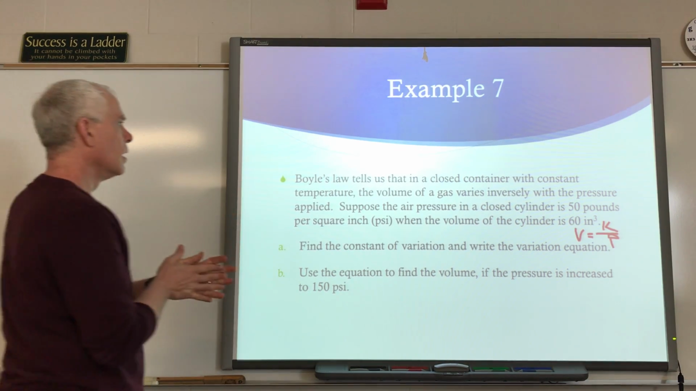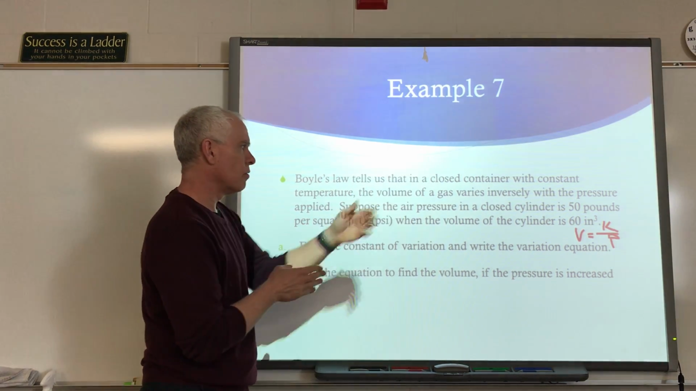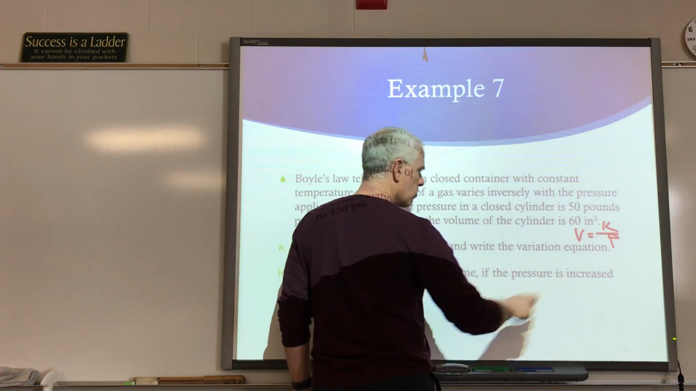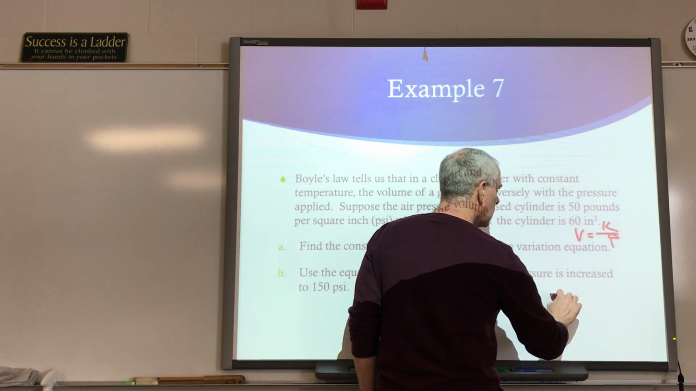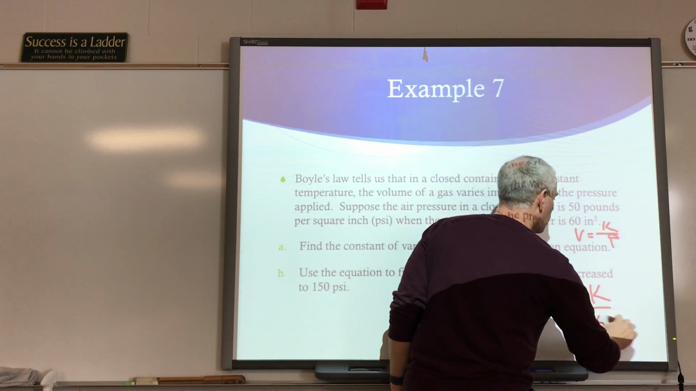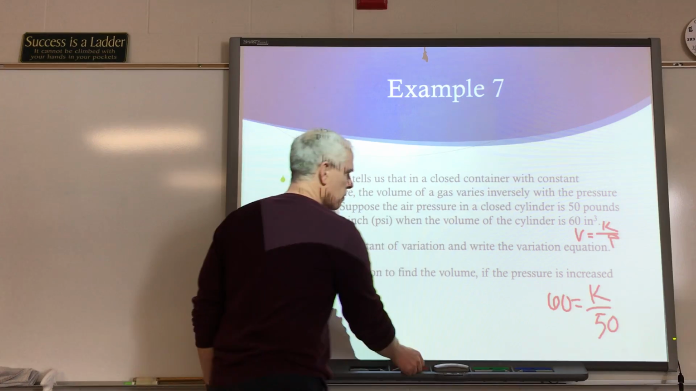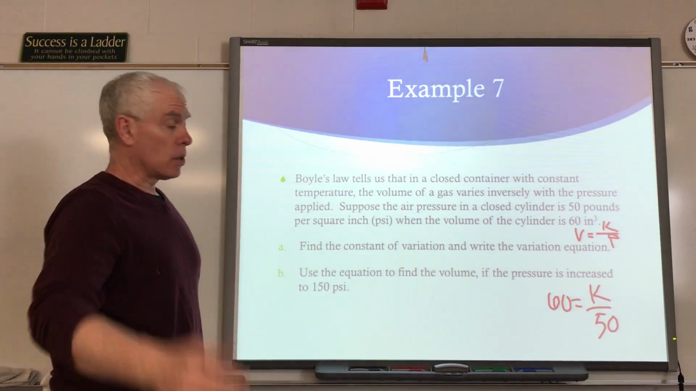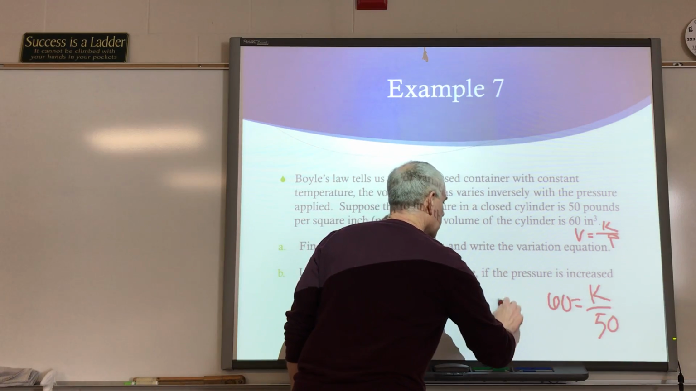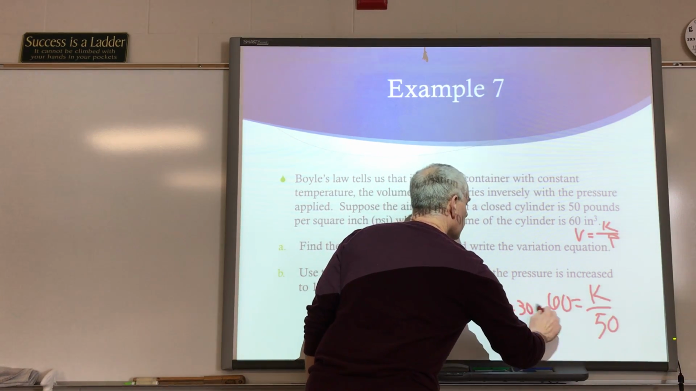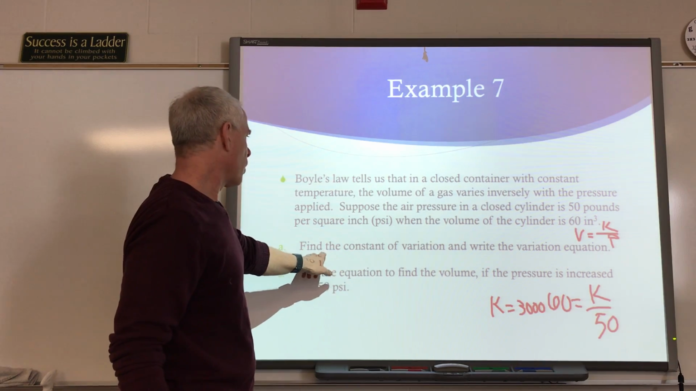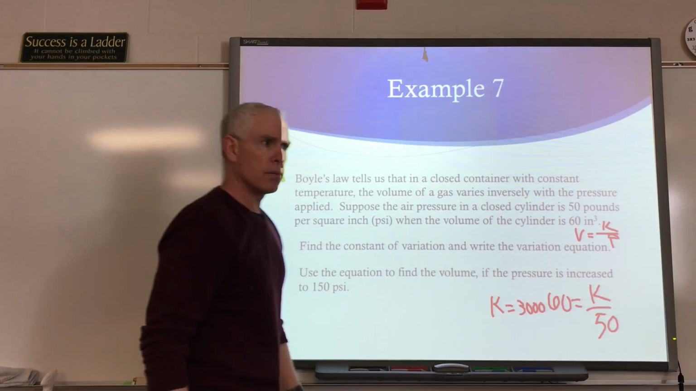We know that the pressure was 50 pounds and the volume was 60 cubic inches. So I can say, I'm going to work down here for a little bit, that the volume of 60 cubic inches is K over 50. Well, to solve for K, I'd have to multiply both sides by 50, and I'm going to find that K is equal to 3,000. So the constant of variation is 3,000.